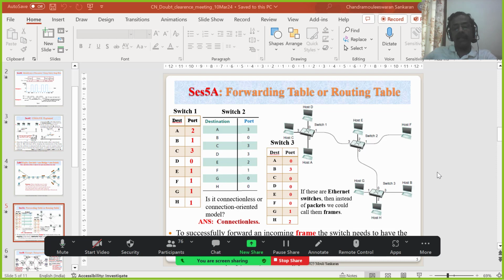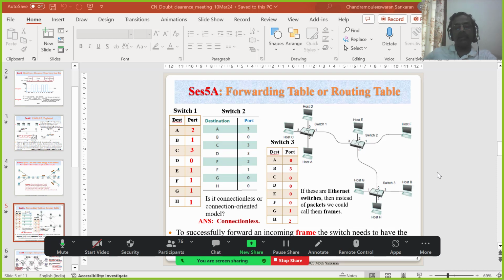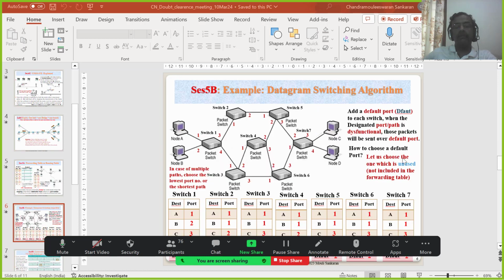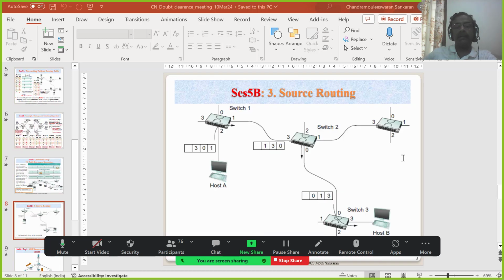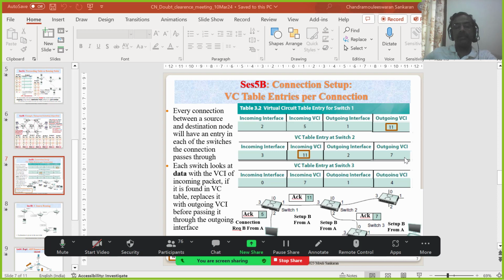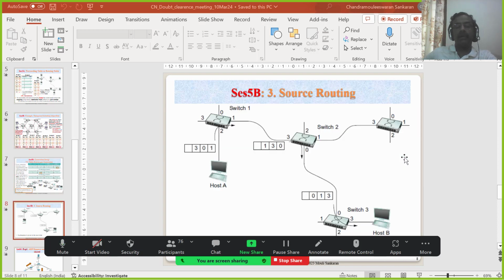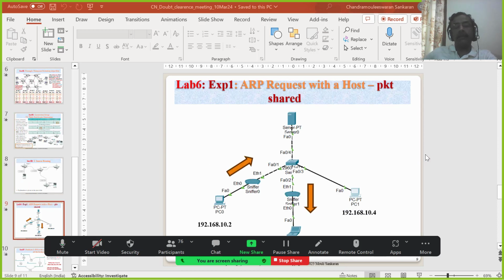Then what is a forwarding table? All the three types of routing I want to cover: datagram switching, virtual circuits, and source routing. Then ARP is also important. I want to tell you what exactly an ARP request is and why we are doing it. Though I have explained that in the first online lecture, I will cover that also.